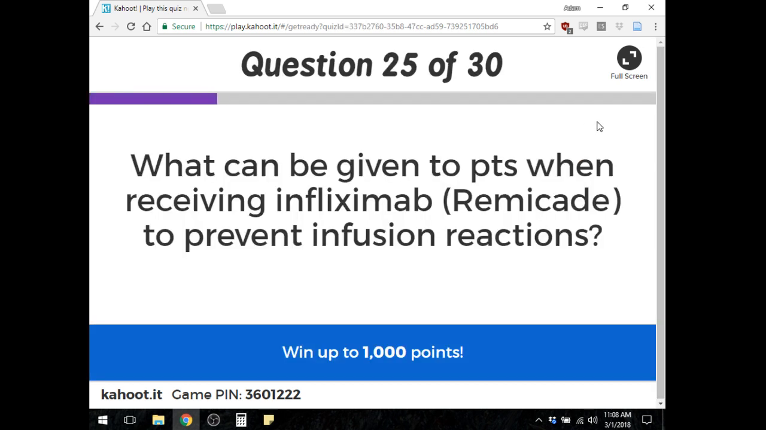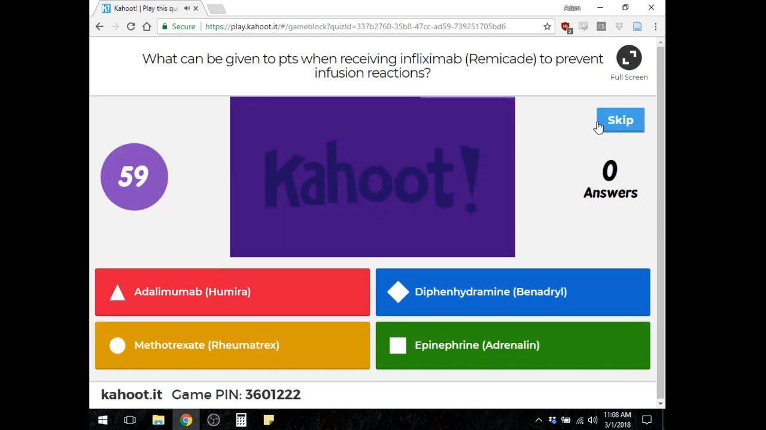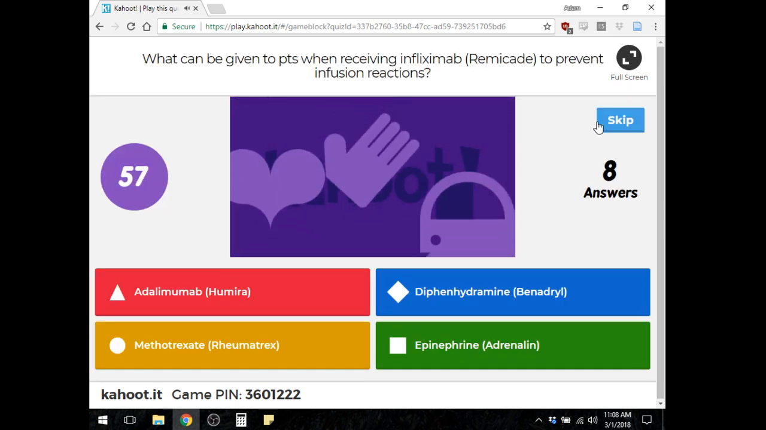What can be given to patients receiving infliximab to prevent infusion reactions? It's a chimeric protein, right? It has some mouse protein in there.